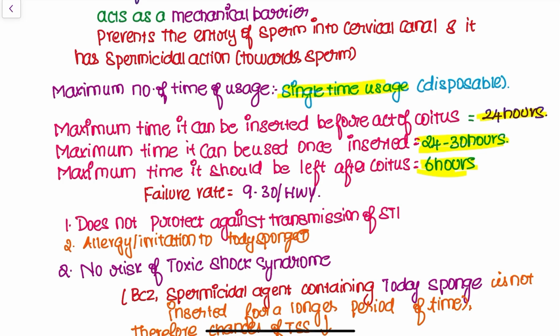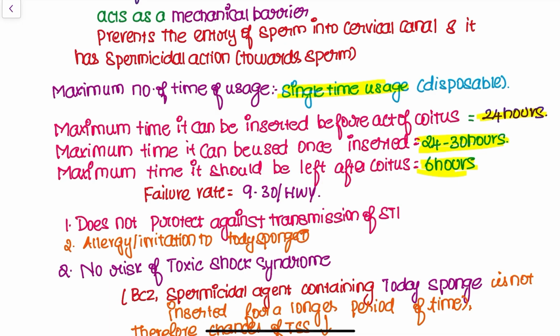See, let me just repeat it once for you. Today's sponge is basically a disposable barrier contraceptive. That is, it is only fit for single time usage, which means that once you have inserted this today's sponge inside the vaginal canal, it can be kept for a maximum of about 24 to 30 hours. After 30 hours, you cannot just keep it inside because the effectiveness of this today's sponge will also decrease. So once inserted, after 24 to 30 hours you have to remove this today's sponge and dispose of it.